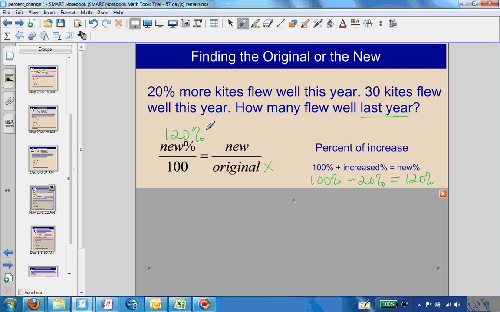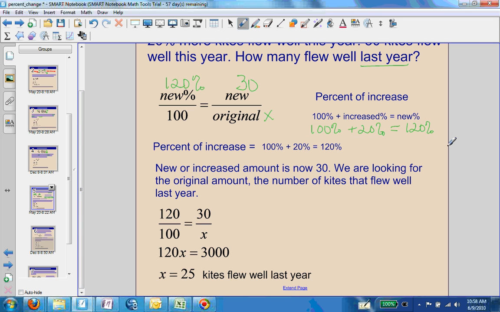So here's 120%. We're looking for our original amount, and we know that our new amount is 30. So 30 kites flew well this year. How many flew well last year? So 120 over 100 equals 30 over X. So we're trying to find 120% of some amount gives us 30. We're trying to find that some amount. So we cross multiply and solve. X equals 25. So we know that 25 kites flew well last year. Again, remember, you have the new percent across from the new amount, 100 across from original.